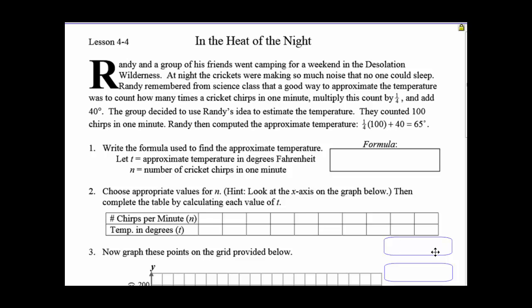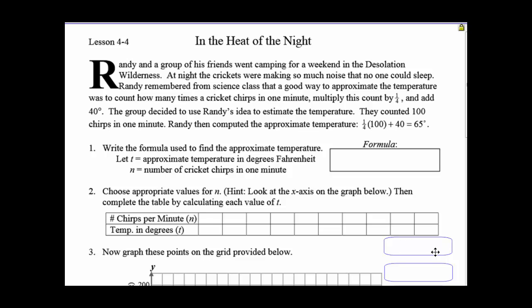So the group decided to use Randy's idea to estimate the temperature. They counted 100 chirps in 1 minute. So Randy computed the approximate temperature to be 1/4 times 100 plus 40 equals 65 degrees. What we need to do is write this formula used to approximate the temperature.